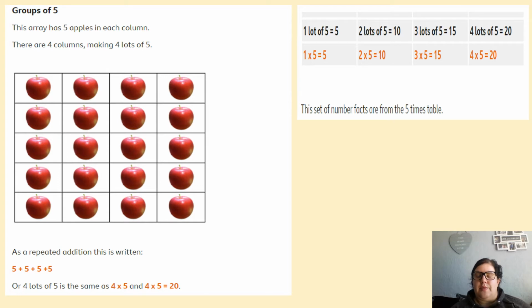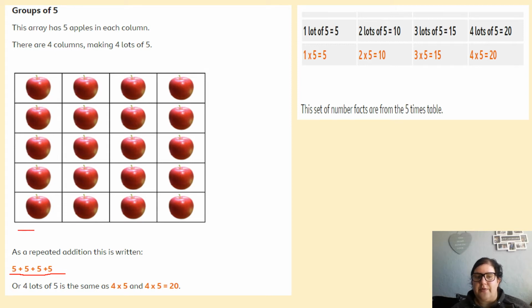Okay, so we've been looking at arrays this week. This is an array that has 5 apples in each column. So remember, the columns go down and there are 4 columns making 4 lots of 5. As a repeated addition, this is written as 5 add 5 add 5 add 5. Or 4 lots of 5 is the same as 4 times 5, and 4 times 5 is 20.